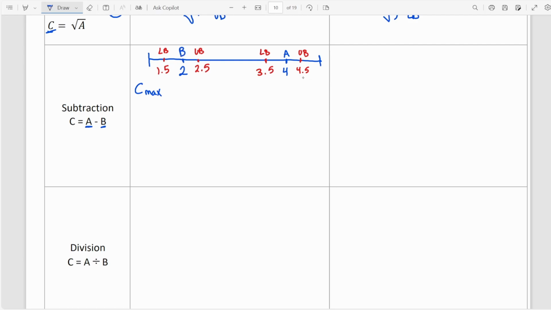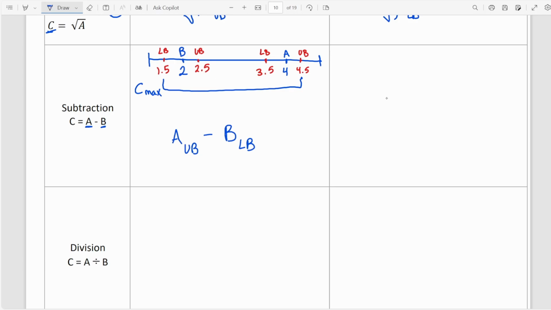Now the answer would be taking the upper bound of A minus the lower bound of B. This is the maximum possible distance, okay? So in order to achieve C max, you would take the upper bound of A and subtract the lower bound of B, okay? As you can see here.